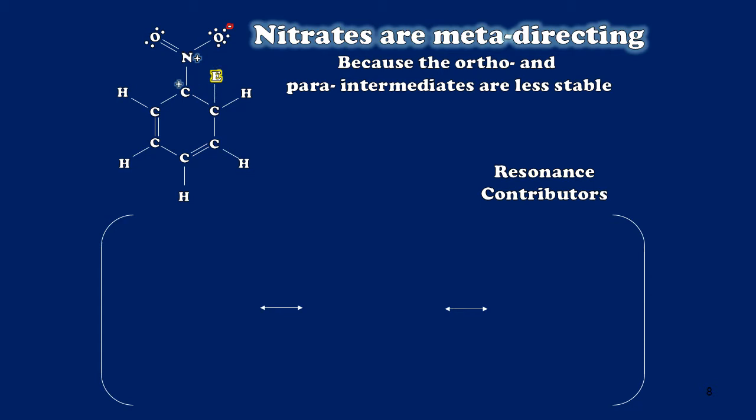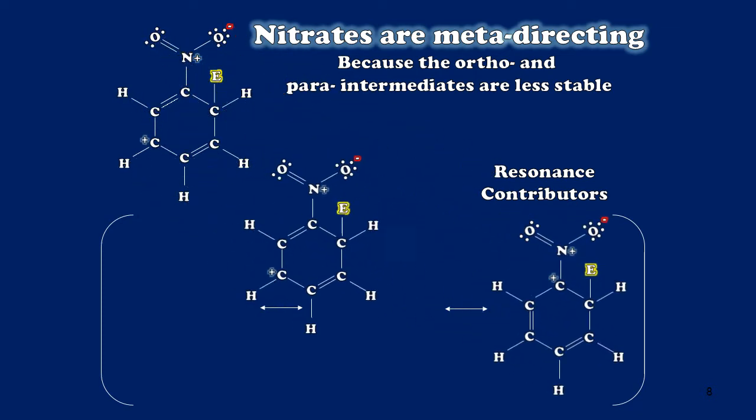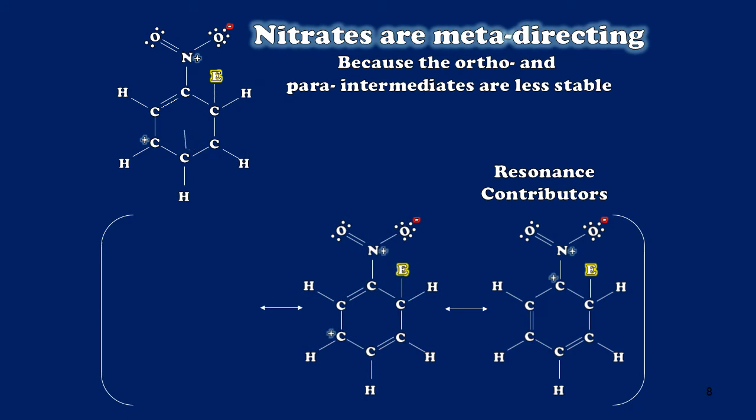When we do this, you can see that I've drawn at least one resonance contributor in which I have the positive charge on a carbon directly adjacent to a positively charged nitrogen from the nitrate. I can go on to draw a few more of my resonance contributors and then construct a resonance hybrid and consider its stability.